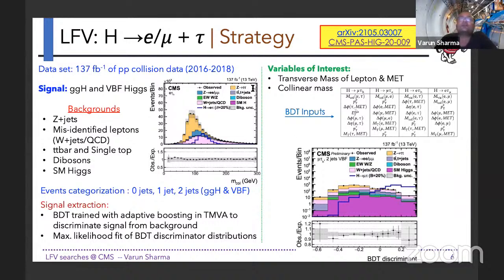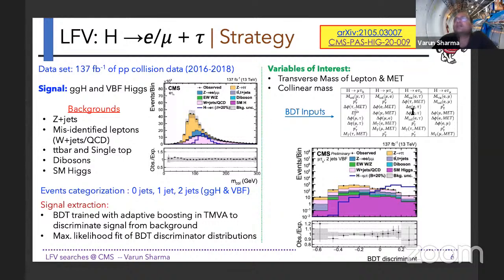Here I show a collinear mass distribution. The collinear mass is defined as the visible mass of the e tau or mu tau system. Here I show the e tau hadronic category, where you can see the blue is the Z to tau tau background, which is the leading one, as expected in the e tau final state. And a very good agreement can be seen between data and the Standard Model predictions.